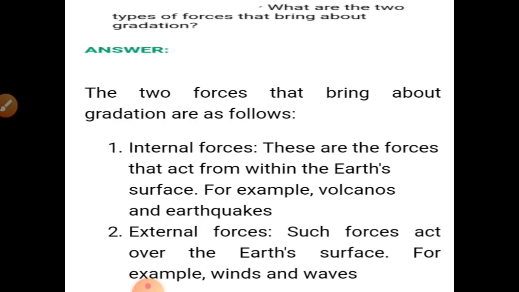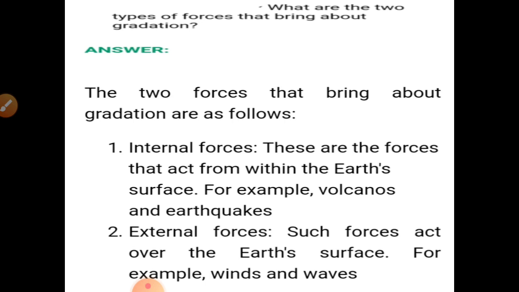Next question is: what are two types of force that bring about gradation? Okay, and its answer will be: the two forces that bring about gradation are as follows. First one is internal force. These are the forces that act from within the earth's surface.